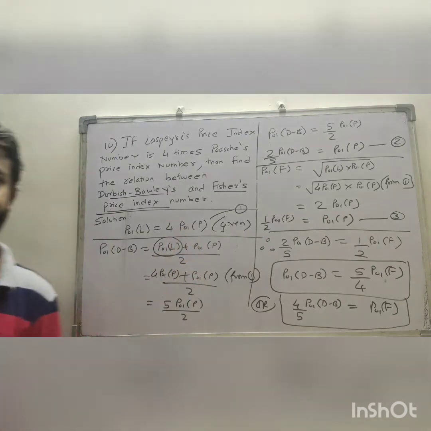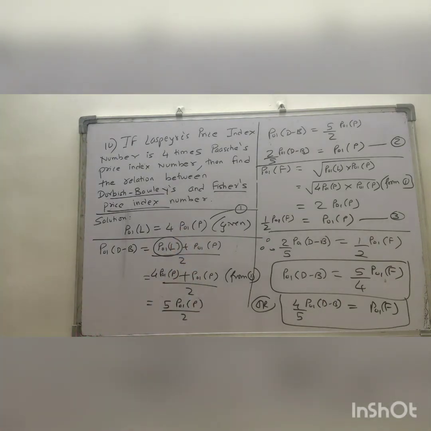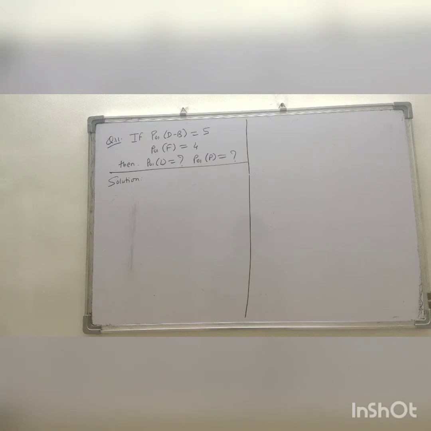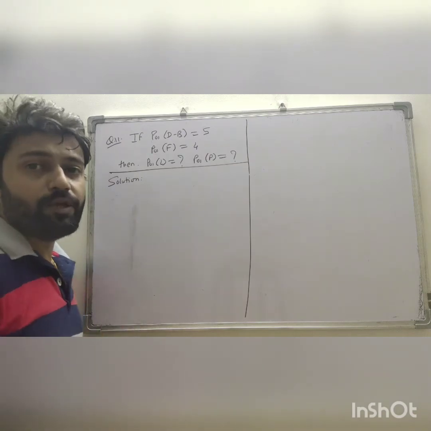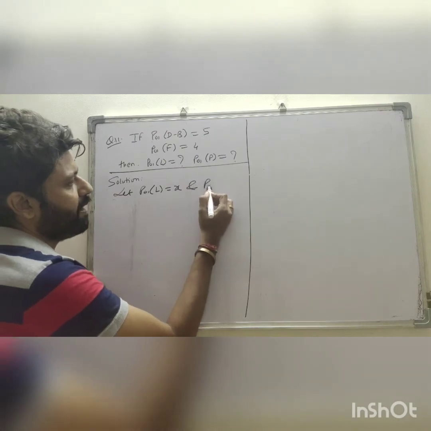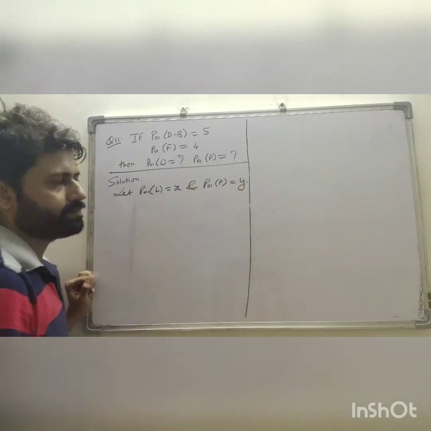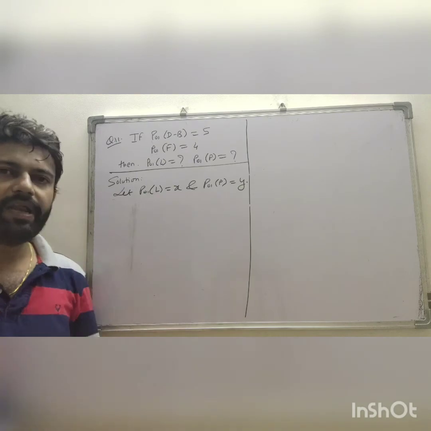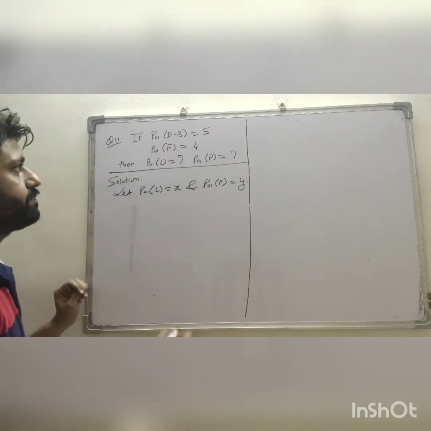Check this carefully. Eleventh sum from exercise 5.2 reads as: if Drobisch-Bowley price index number is 5 and Fisher's price index number is 4, then find Laspeyres and Paasche's price index number. We start the solution this way. Let Laspeyres be x and Paasche's be y. Two variables, two equations we will solve.